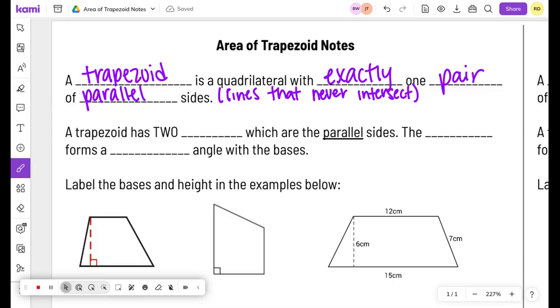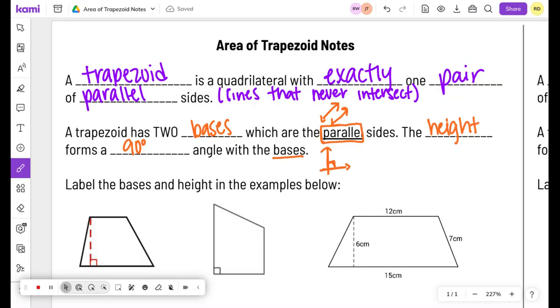A trapezoid is different than the other shapes we've talked about because a trapezoid actually has two bases. And these two bases are those parallel sides. So those lines that are traveling side by side and never touch. The height will still form a 90-degree angle with those bases. So your height still is making that perpendicular intersection. So you're always looking for that little perfect corner.